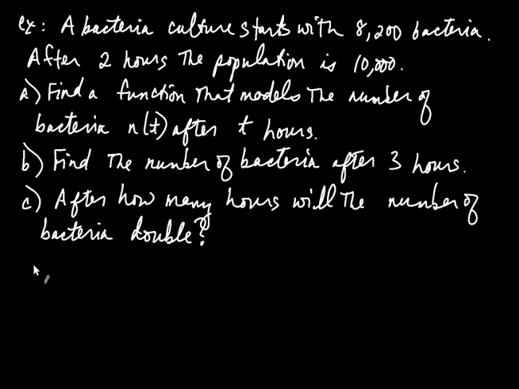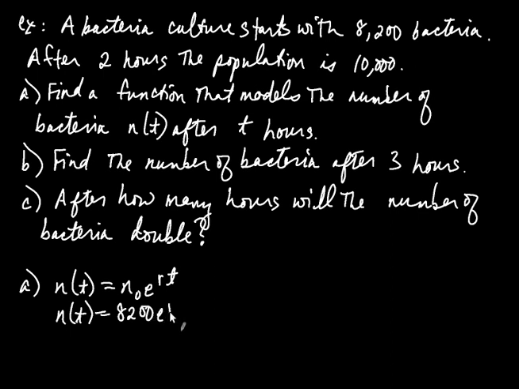Okay, so for part A, we're going to assume, like I mentioned a moment ago, that the function we're looking for is n naught e raised to the RT. Now the question you have to ask yourself is, do you have any of these things initially? Do you know what n naught is? You do, because you're told the bacteria culture starts with 8,200 bacteria. That's the starting population. That's what n naught represents. So we have n of t is equal to 8,200 e to the RT. And now we have to get r.